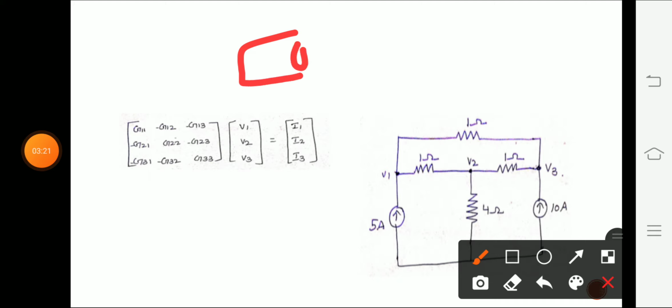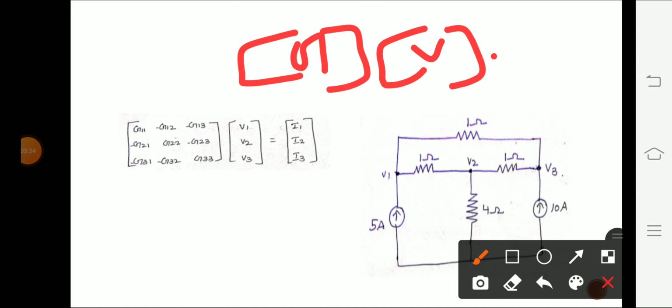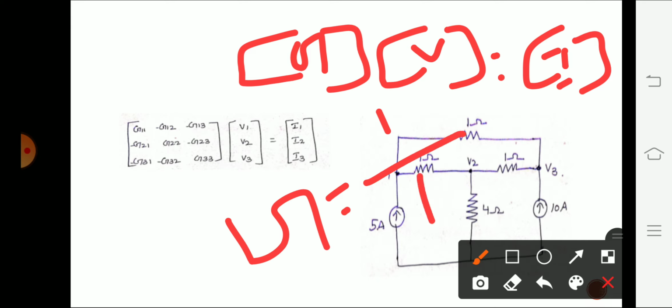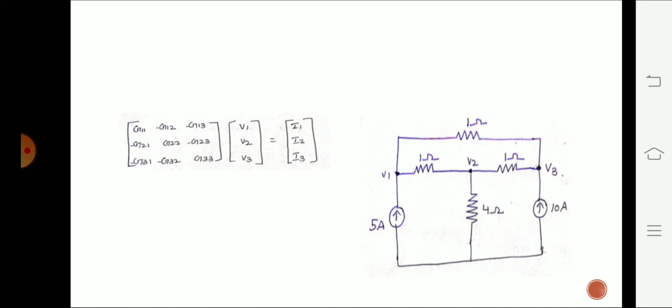So first we write the matrix. The matrix is G, V, I. G is the conductance, the reciprocal of the resistance. First, what are the I1, I2, I3 values? Here I1 is 5 amps because 5 amps current is flowing towards the node. I2 is 0 because there is no source connected at the V2 point, and I3 is 10 amps because 10 amps current is flowing towards the node V3.